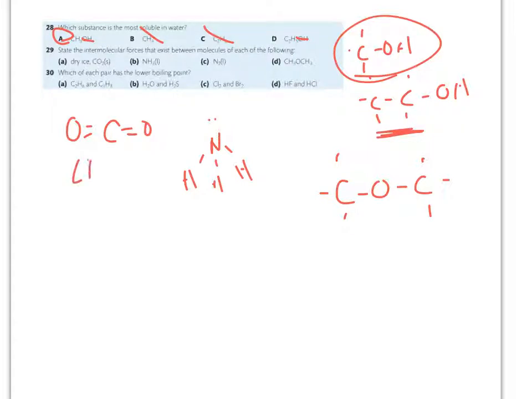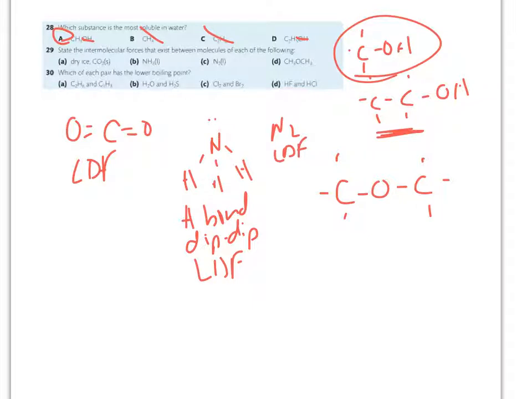So just LDF for CO2, this one has hydrogen bonds, and then you have to mention that it has dipole and the London dispersion forces. The N2, which I didn't draw, is just LDF because it's nonpolar. And then this one has dipole, as well as London dispersion forces.